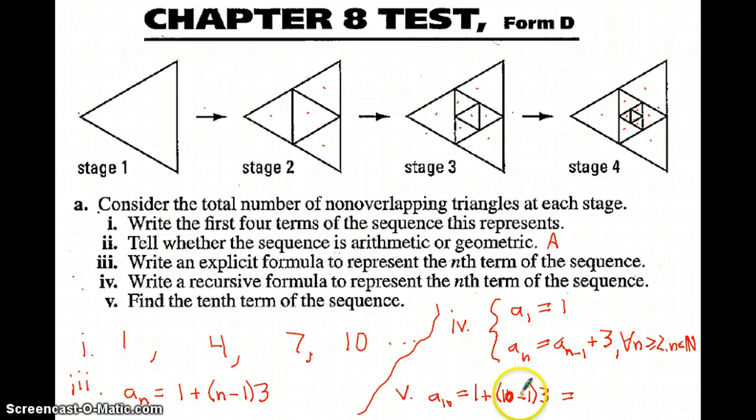No. 10 minus 1 is 9. 9 times 3 is 27. Way ahead of myself. Plus 1 is 28. Glad I stopped myself there. Yeah, the 10th term of the sequence should be 28.